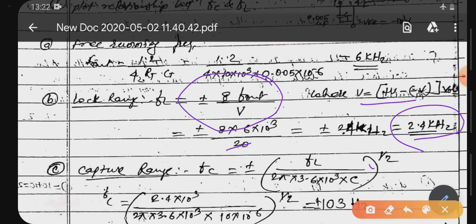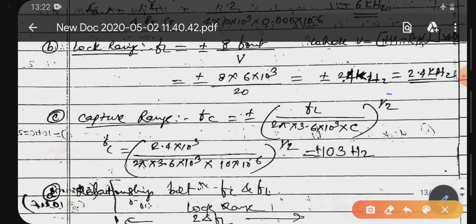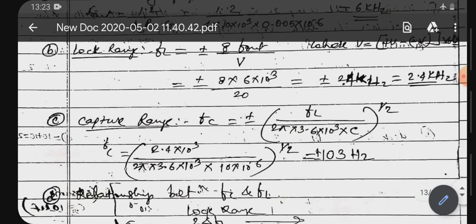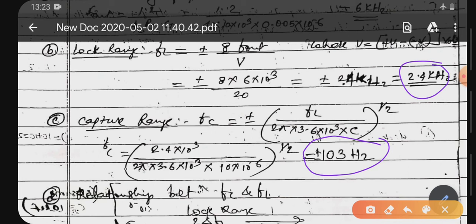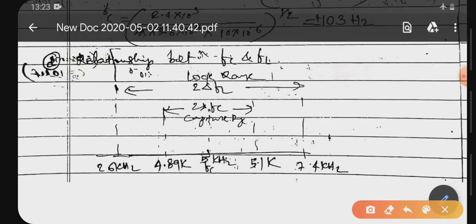Capture range by using the formula FL plus minus FL divided by 2 pi into 3.6 into 10 to the power 3 into C. So keeping the values you will get 103 hertz. Lock range value is always greater than capture range value. Capture range value is in hertz and lock range is in kilohertz. Plot the relationship. So at the center there will be a free running frequency 5 kilohertz.